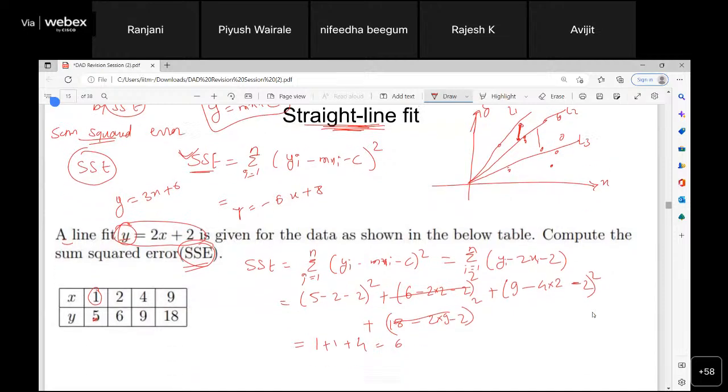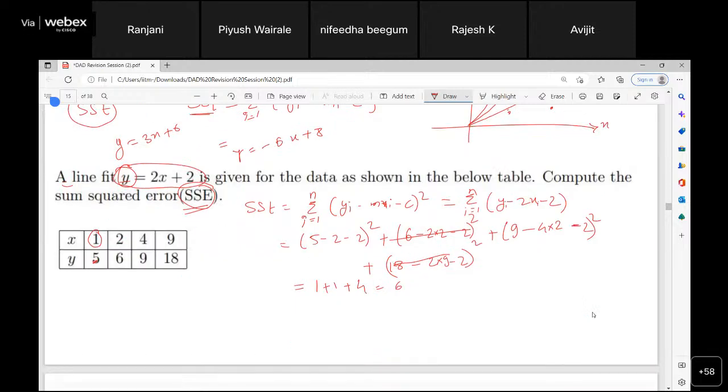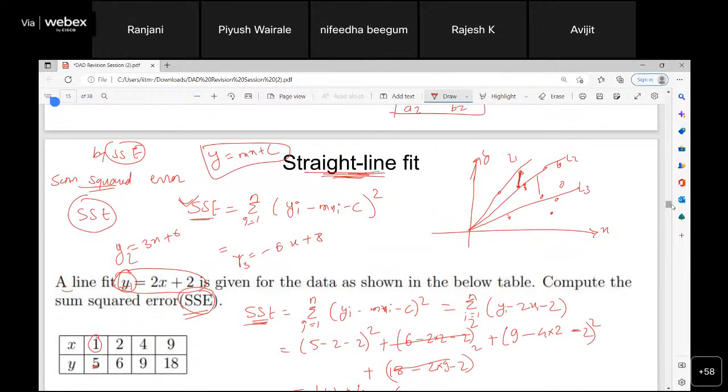And if you are given multiple equations of a line, say y1, y2, y3, find the SSE value for each given line based on this data set, and the minimum SSE value will be the best straight line fit. Okay. Anyone, any doubt in this part?